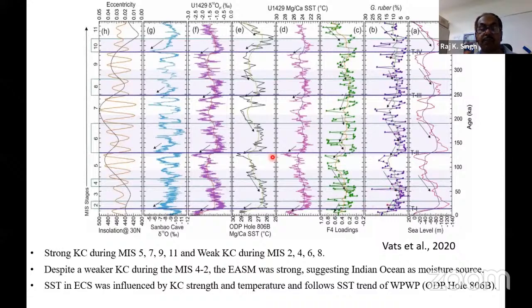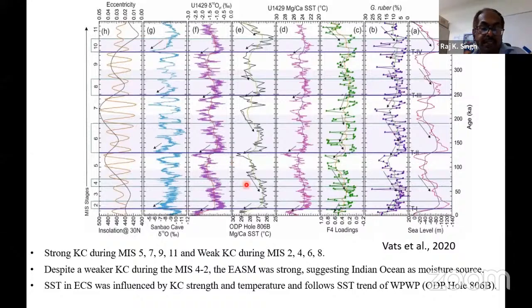We have compared with the SST record of the East China Sea generated by Clemens et al. and the SST record of the Western Warm Pacific. We are finding that our data record suggests that Kuroshio was strong during MIS 5, 7, 9, 11, and weak during MIS 2, 4, 6, 8. But interestingly, when we compare with the rainfall record from the Sanbao cave, this is the precipitation record.